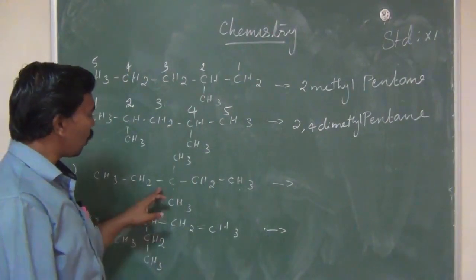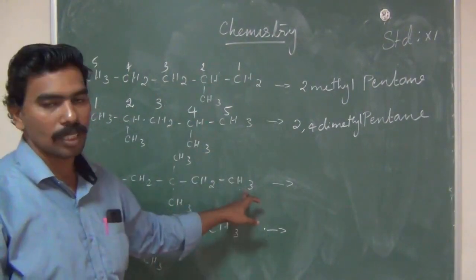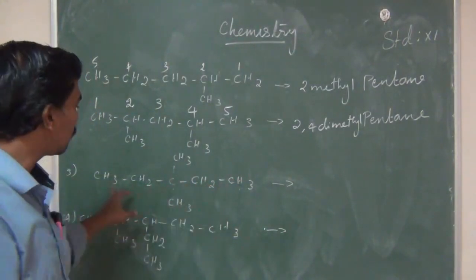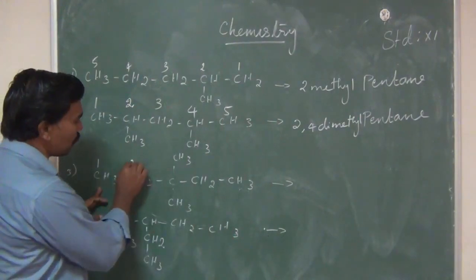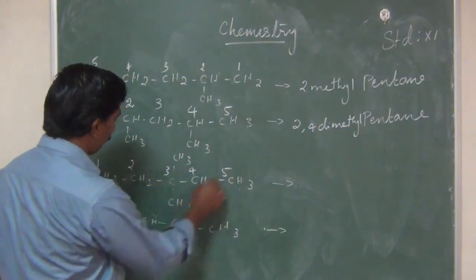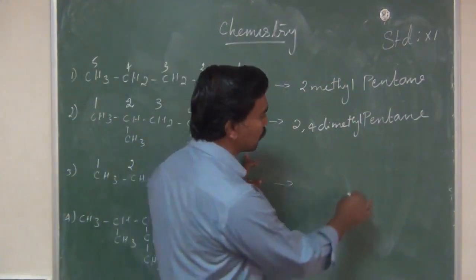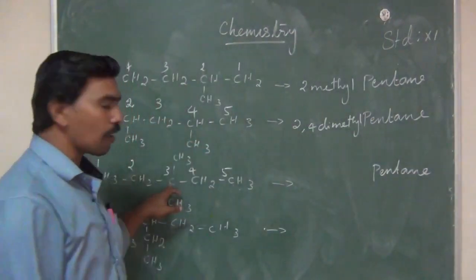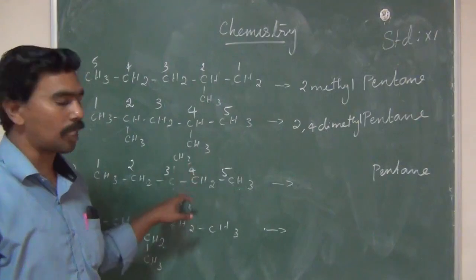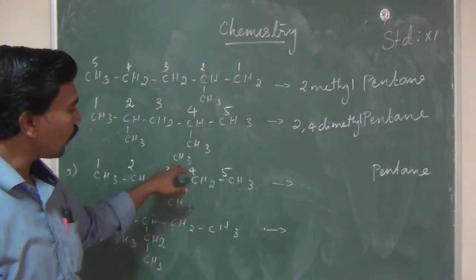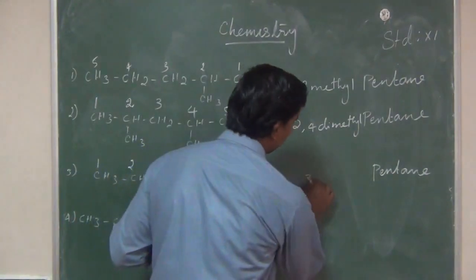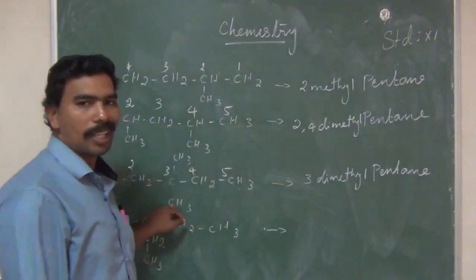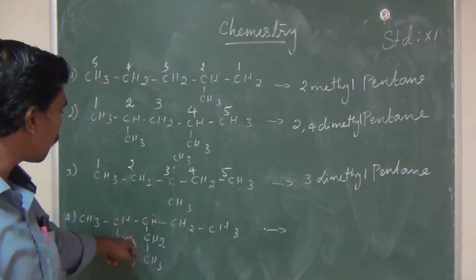Then you see the next example. This left side has 2 carbon atoms, and the right side also has 2 carbon atoms, so no problem at all. If you put the number from the right or left, don't bother. I put the number from right to left: 1, 2, 3, 4, 5. So 5 carbon atoms, the name is pentane. The third carbon atom has 2 methyl groups attached. So 3,3-dimethylpentane.